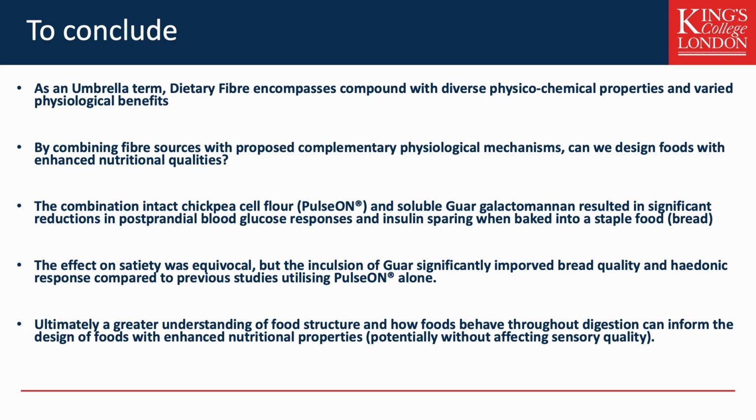So to conclude, as an umbrella term, dietary fibre encompasses compounds with diverse physicochemical properties and varied physiological benefits, which everybody has discussed already. The combination of fibres with complementary physiological mechanisms can be a good way to design foods with enhanced nutritional properties. This is where we like the idea of combining the chickpeas, a physical barrier, with the guar, which is a viscous fibre. The effects on satiety are equivocal, but this is a short-term study.